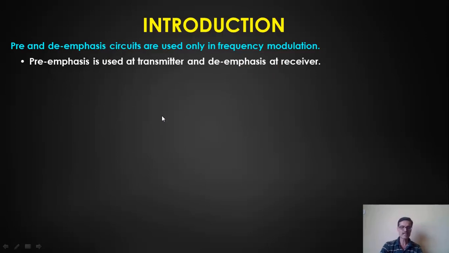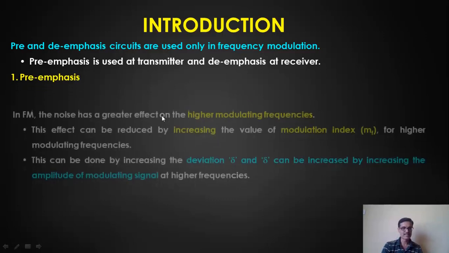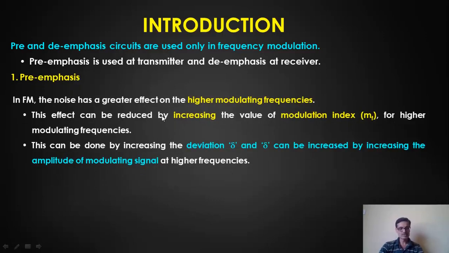Now let us discuss what exactly we have to do in the pre-emphasis and de-emphasis circuits. As I told, the effect of the noise is more on the high frequency message signals. So we simply increase the amplitude of the high frequency message signals before you modulate and transmit. You pick only the high frequency message signals and increase their amplitude.